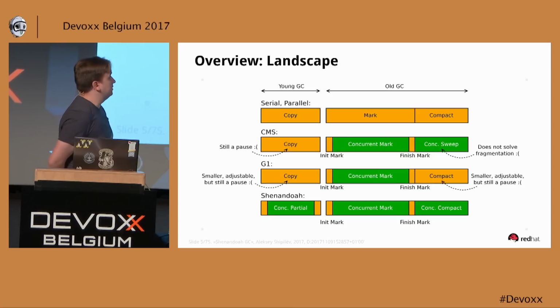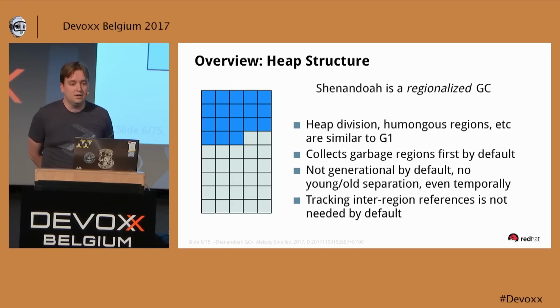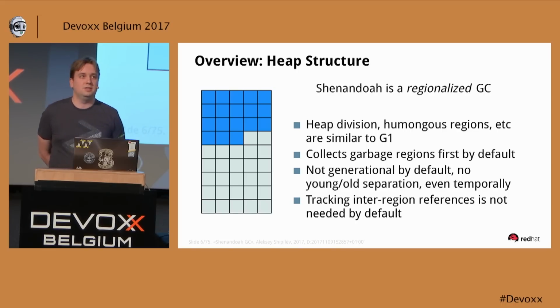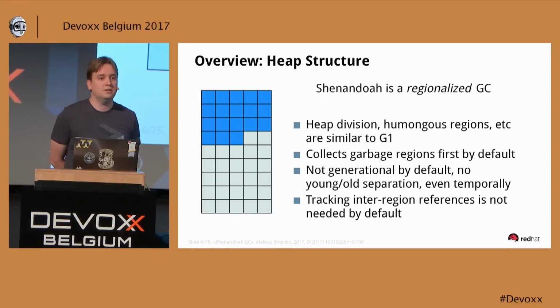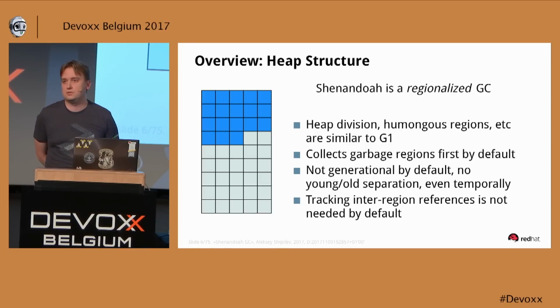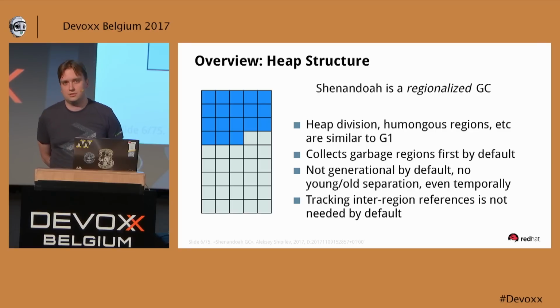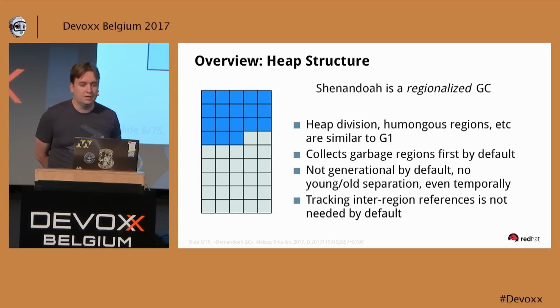Before we go into the deep dive into what Shenandoah is, let's do the first basic thing. Shenandoah is a regionalized GC. If you are familiar with G1, you will find many similarities between the two. The heap division and the handling of humongous regions are similar to G1. It also collects the garbage-first regions first. In contrast to G1, it's not generational by default. There is no young and old separation, even temporarily, in the default mode.